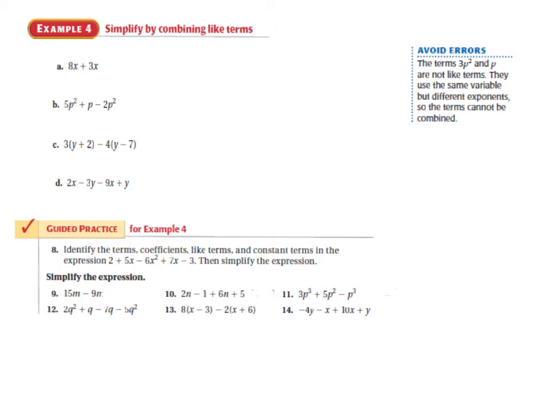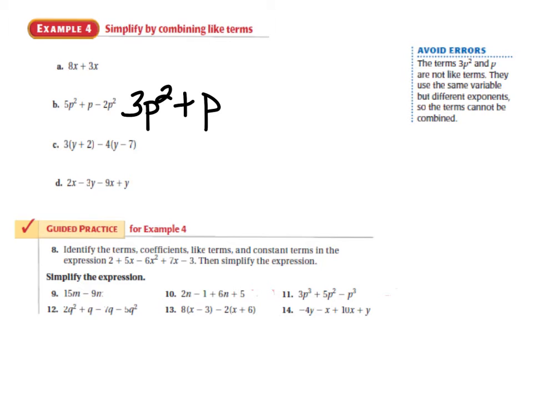In part B, not everything is a like term. You only have 2 terms that could be combined, and that is the ones with the p squareds. This is all by itself, and it's just going to hang out there at the end, but I'm going to combine 5p squared minus 2p squared. 5 minus 2 gives you the 3, and you put your variable part back down, 3p squared, and we can't combine it with that other p, so it just stays there in the expression.